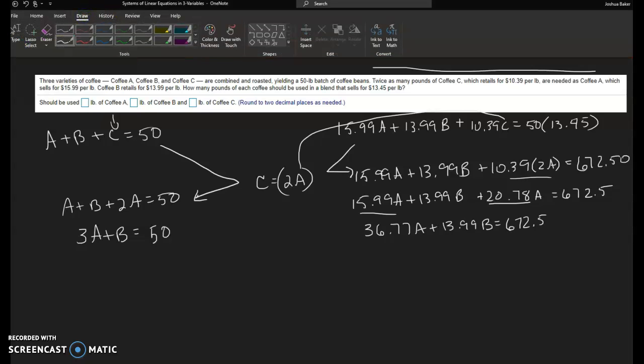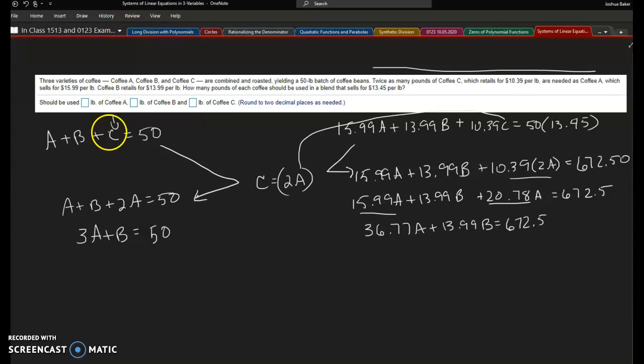Okay. Let's switch here to green. So I'm going to eliminate the B's. So I've got a 13.99B there. So I'm going to multiply this equation by a negative 13.99. All right. So when I do that, what it's going to look like is negative 41.97A minus 13.99B equals a negative 699.5. Okay, the B's cancel out.